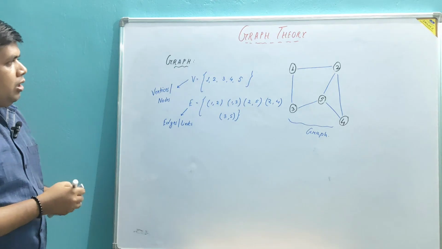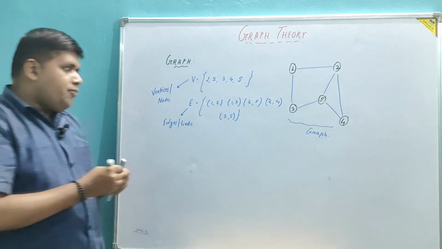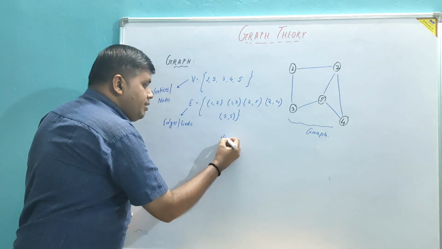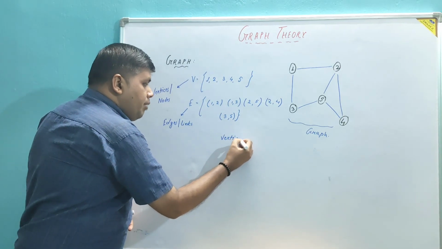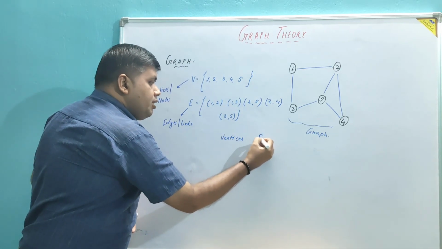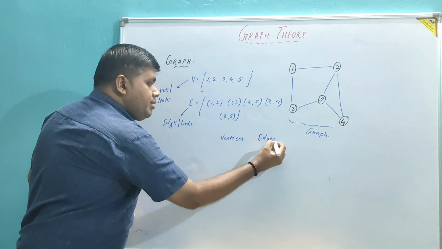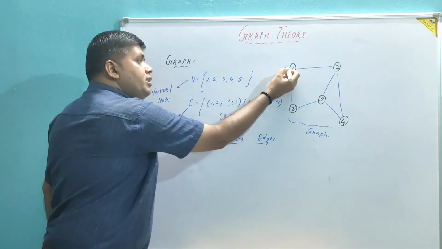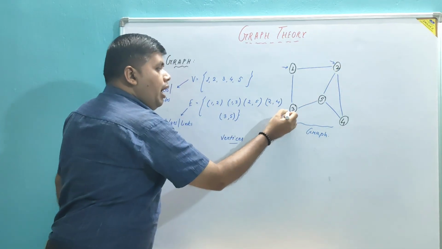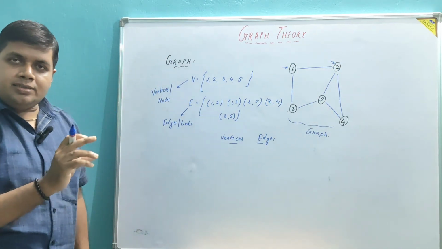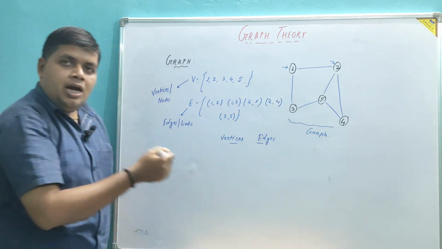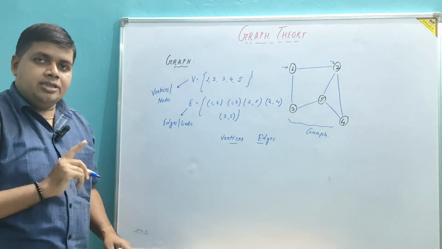Thus, what we can say is a graph is a combination of vertices and edges. Now, what are these vertices and edges? The vertices are the locations. All these locations are referred to as vertices. However, the links between those vertices are referred to as edges.